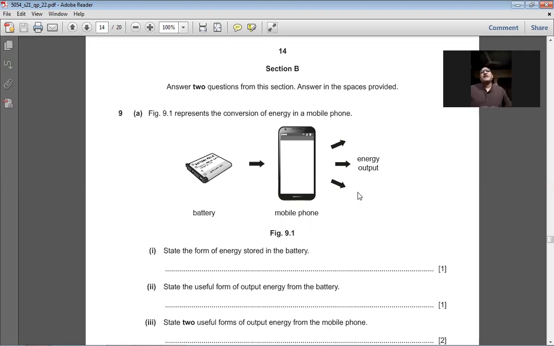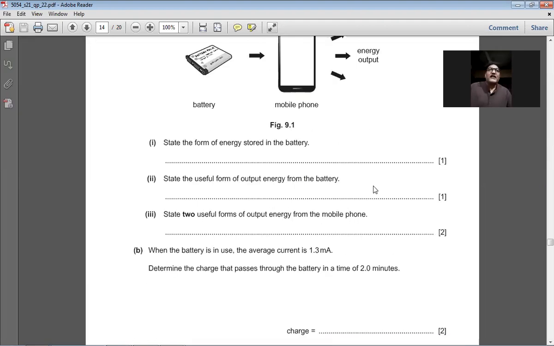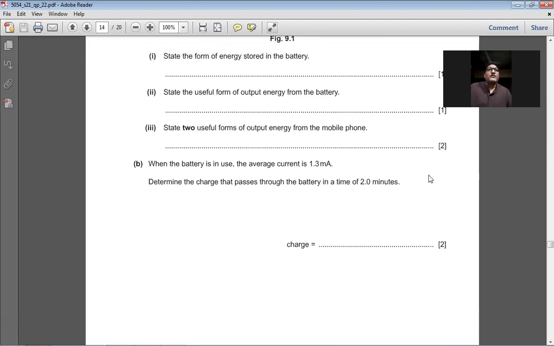The next part is, state the useful form of the output energy from the battery. The useful output form of the battery is electric energy. Battery provides you with the electric energy. The next question is of 2 marks. It says, state 2 useful forms of the output energy from the mobile phone. From the mobile phone, the useful output energies are light energy, sound energy, electromagnetic energy.